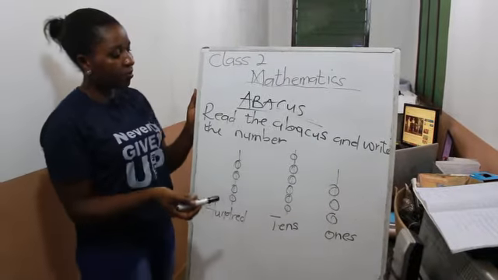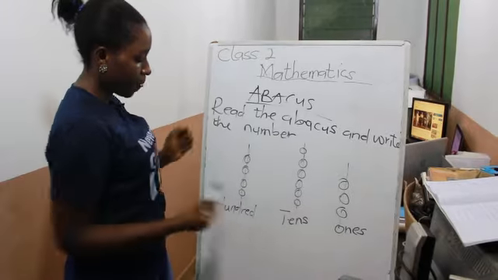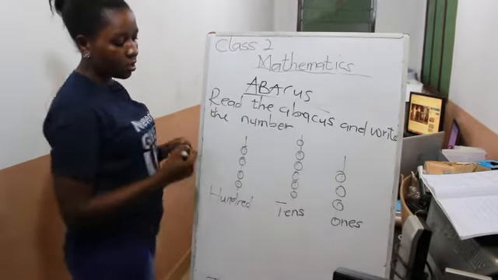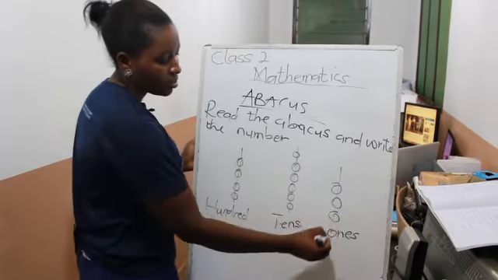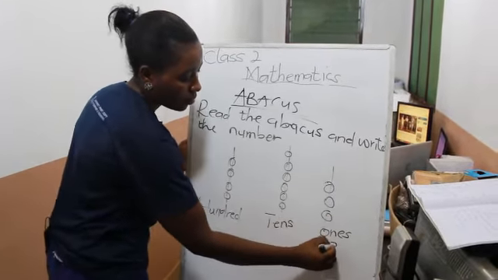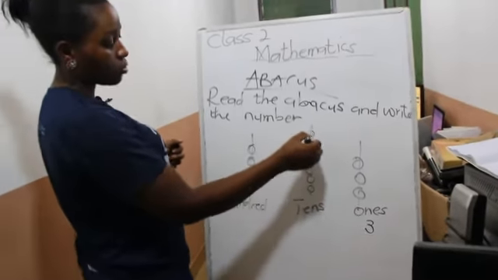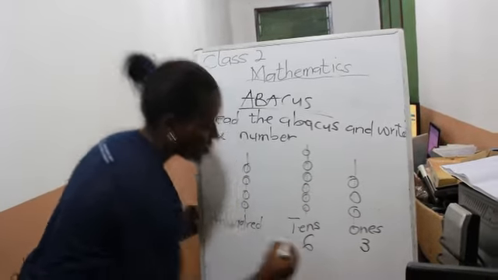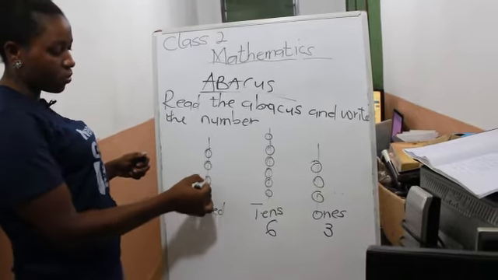This is our second example, and it says read the abacus and write the number. So you go to where your ones column is. You count the number of rings you have on your ones: 1, 2, 3. Then you move to your tens. You count your rings: 1, 2, 3, 4, 5, 6. You have 6 tens. Then you move to your hundreds. Then you count 1, 2, 3, 4.